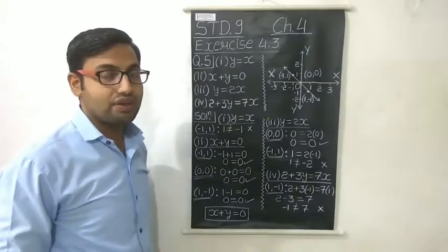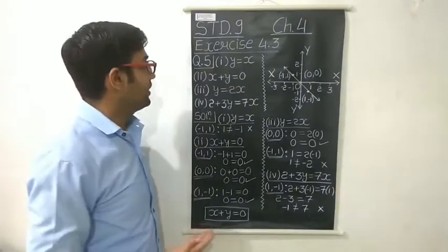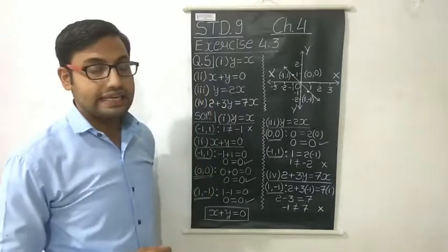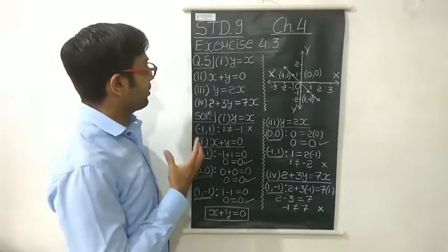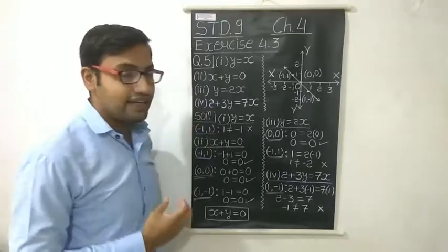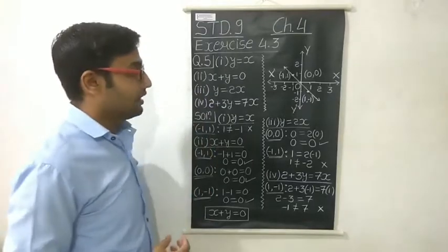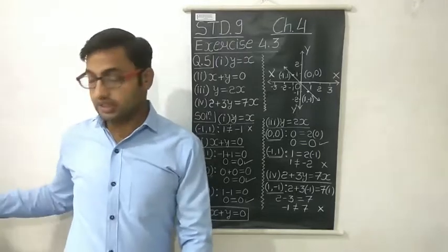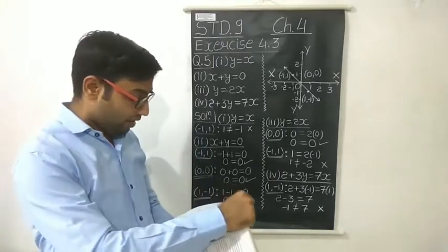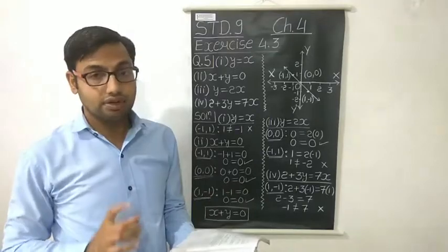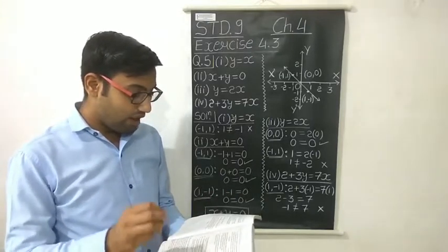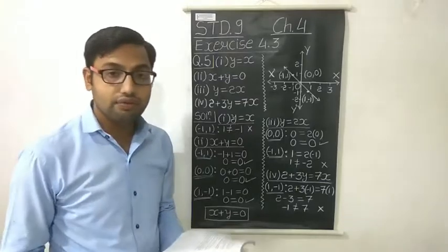Hello students, today we will study question number 5 of exercise 4.3. This is the question of standard 9, chapter number 4, linear equations in two variables. So what is the question? See, the question is: from the choices given below, choose the equation whose graph is given in the figure.